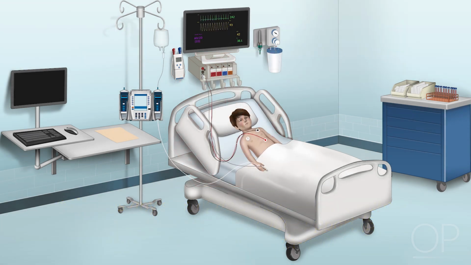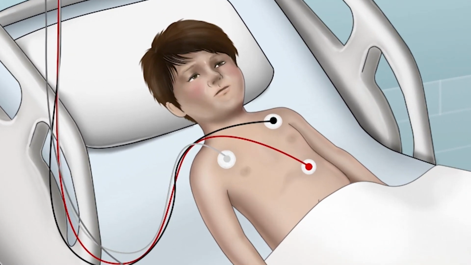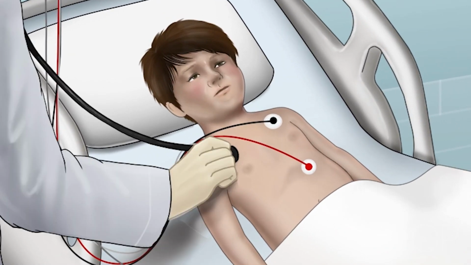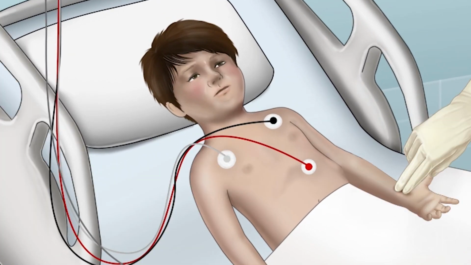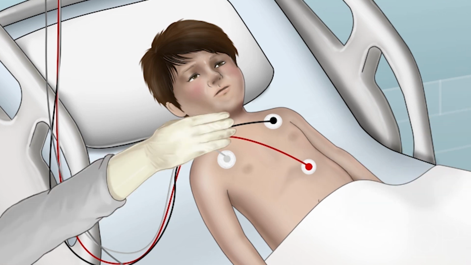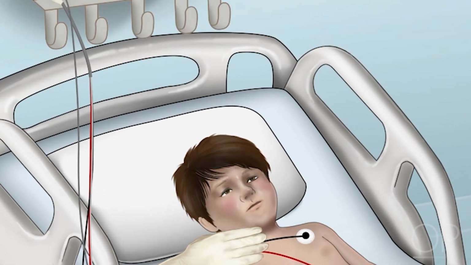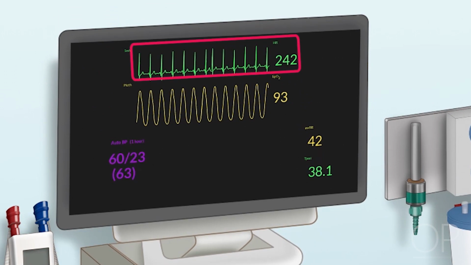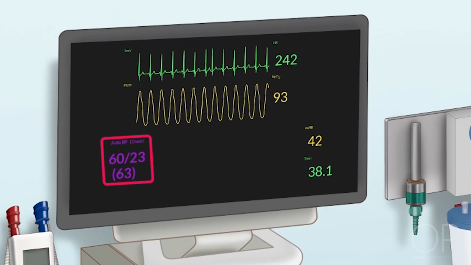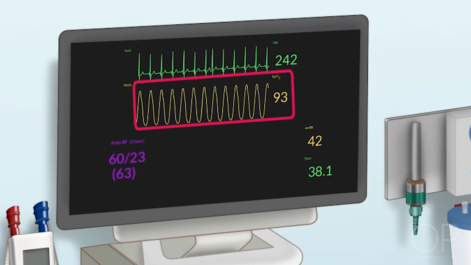Next, take a bedside assessment. The patient is awake but appears anxious and minimally active. He's tachypneic but with only mild respiratory distress. His extremities are cool to the touch, but the central pulses are okay. His heart rate is 242 beats per minute. His temperature is 38.1 degrees Celsius, and his blood pressure is 60/23 with an oxygen saturation of 93%. Does this patient have adequate cardiac output?